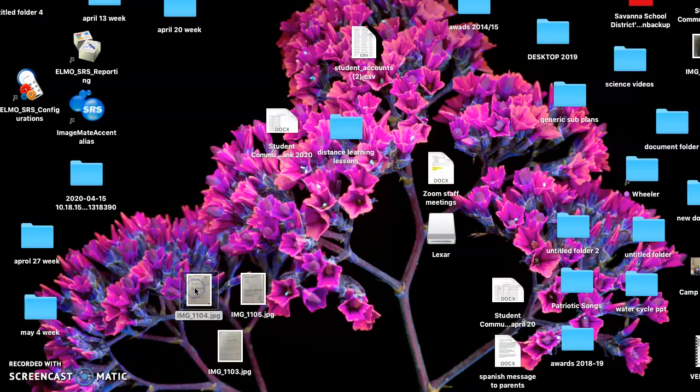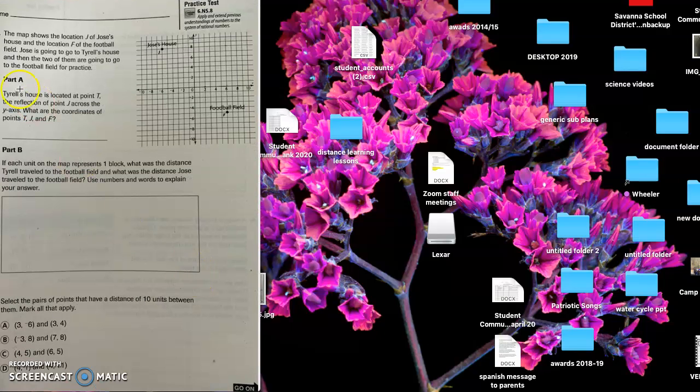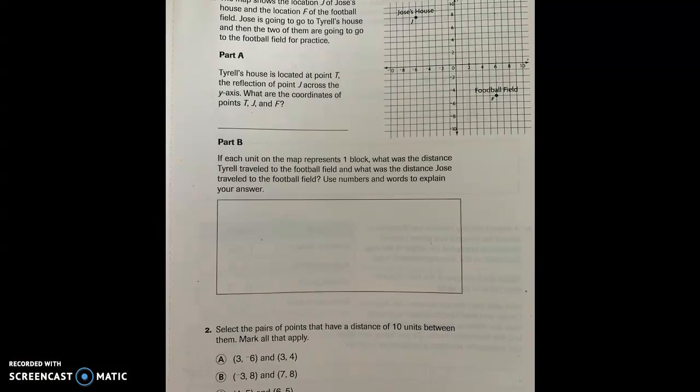Good morning. Today we're taking a look at workbook pages 37 and 38, and it is a review of graphing, finding distance between points, and also doing reflections.